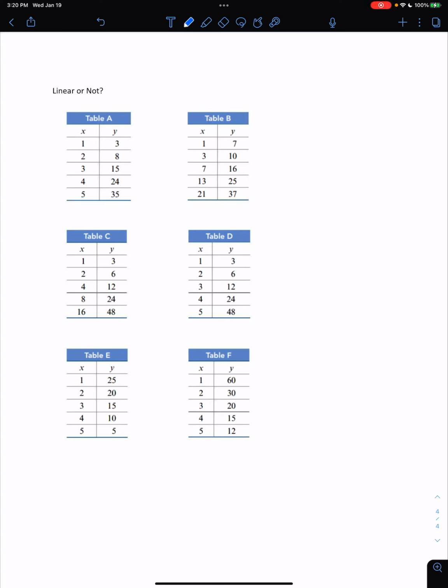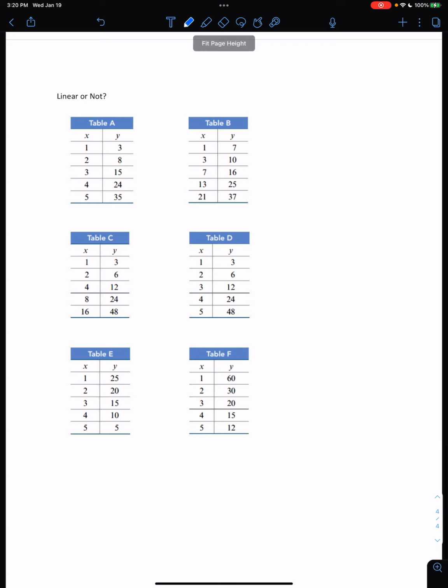So now that we've identified what a linear relationship looks like, what a quadratic relationship looks like, and what an exponential relationship looks like, we are going to take a look at some data tables, and we're going to see if we can identify those relationships. So we're playing a little game here called linear or not. So we're trying to identify a linear relationship.